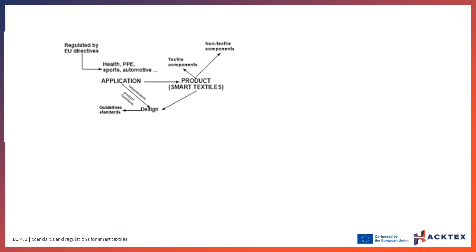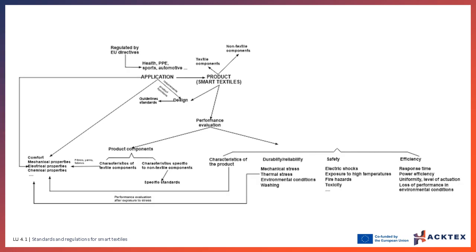Each smart textile product has a specific application, most known being health, PPE, sports, automotives, fashion, military. The intended application defines the functions of the product and therefore the requirements imposed on the product design. For the design stage, there are standards establishing guidelines on product specifics and characteristics according to the domain of use. Performance is evaluated at each stage of the product throughout its value chain.